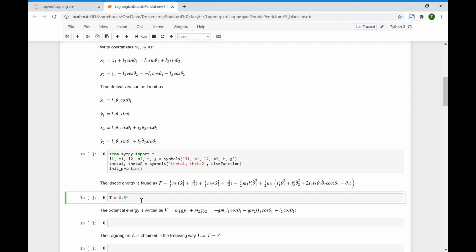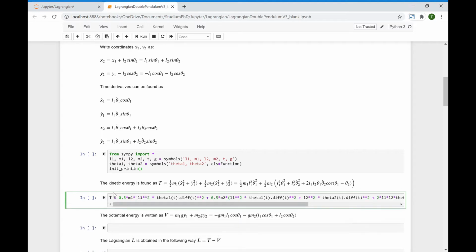It's a very lengthy expression. L1 squared. So our kinetic energy T will be such a lengthy expression, and we see here that θ1, as I mentioned before, is a function of time t, and θ1 dot will be written like the derivative of θ1 with respect to t. It means we take the derivative of θ1 with respect to time t, and the same is for θ2.